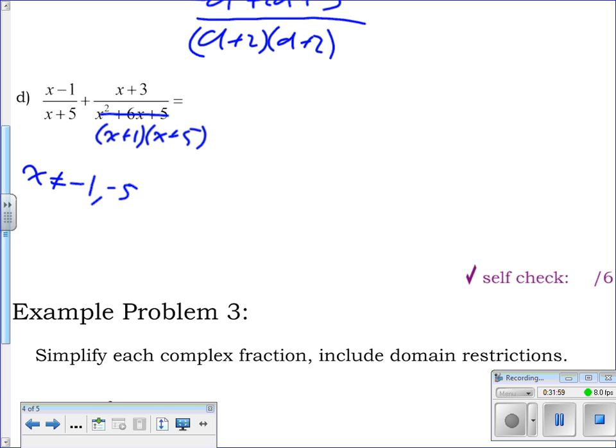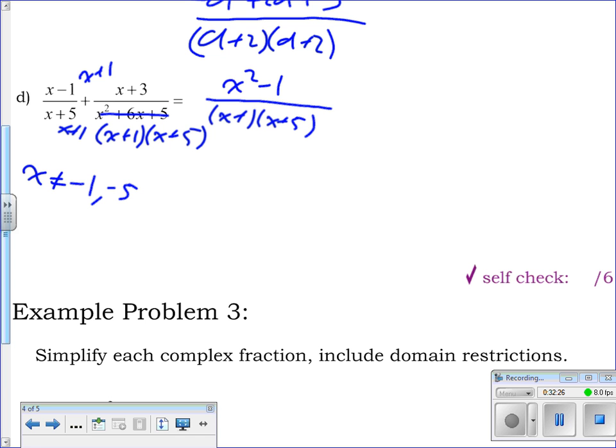What do I multiply the numerator by? What do I multiply the first fraction by? X plus 1 over x plus 1, which gives me x plus 1 times x plus 5. And then when I multiply x minus 1 times x plus 1, I get x squared minus 1.